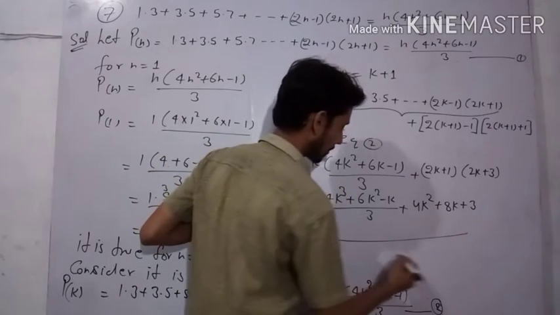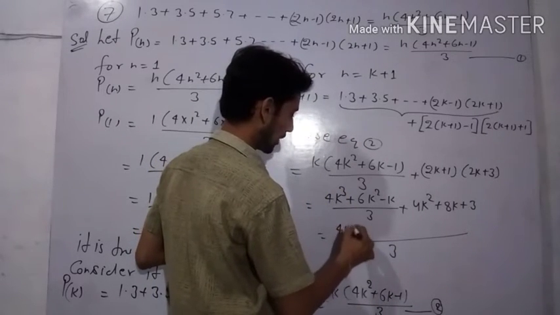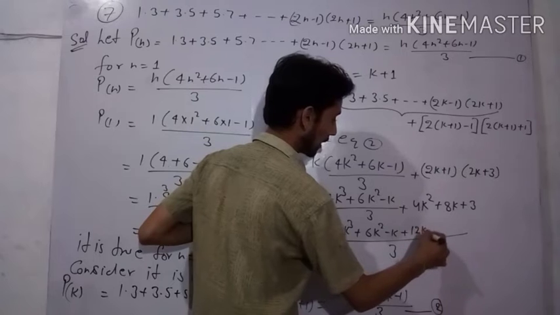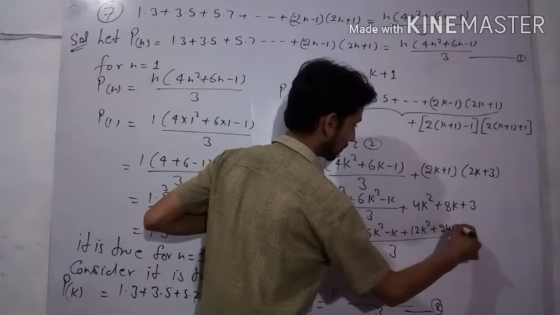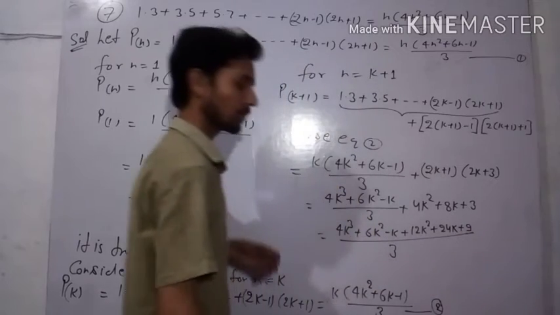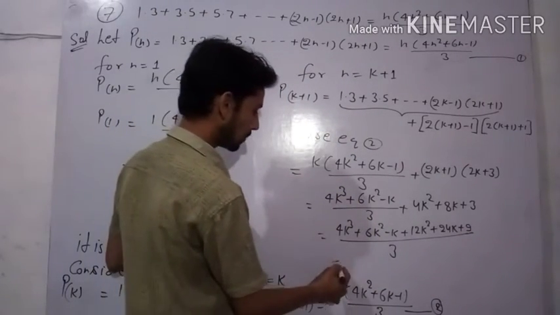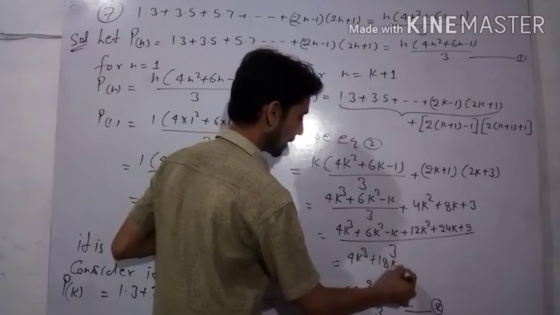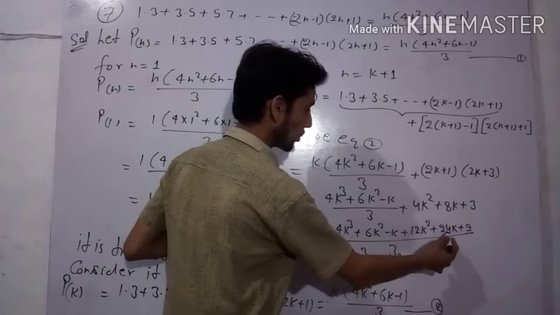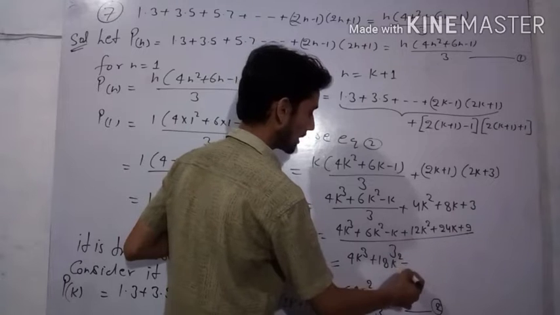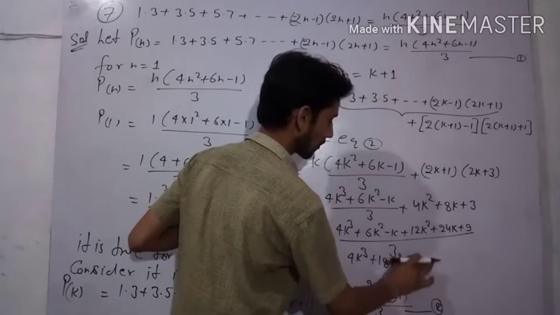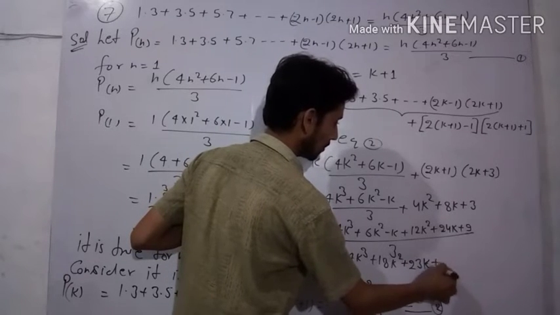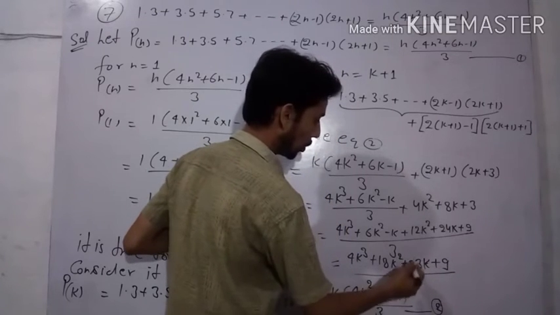Now take LCM: 4k cube plus 6k square minus k, plus 3 times 4k square is 12k square, 3 times 8k is 24k, 3 times 3 is 9. Now 4k cube plus 6 and 12, 18k square, plus 24 minus 1, 23k, plus 9 upon 3.